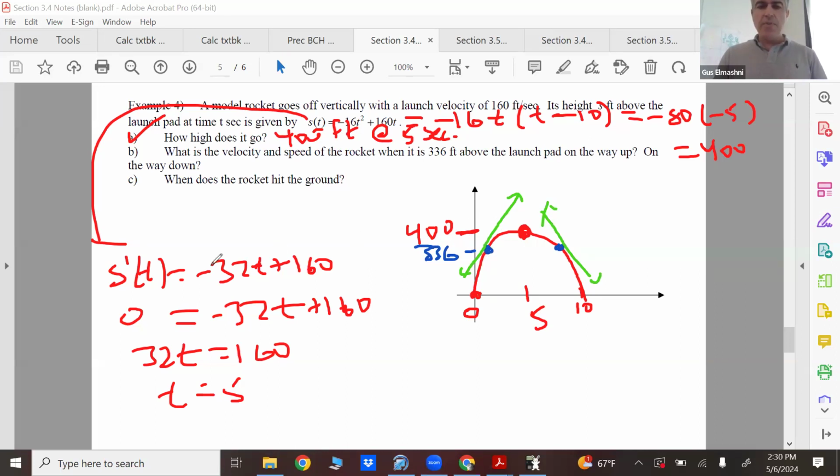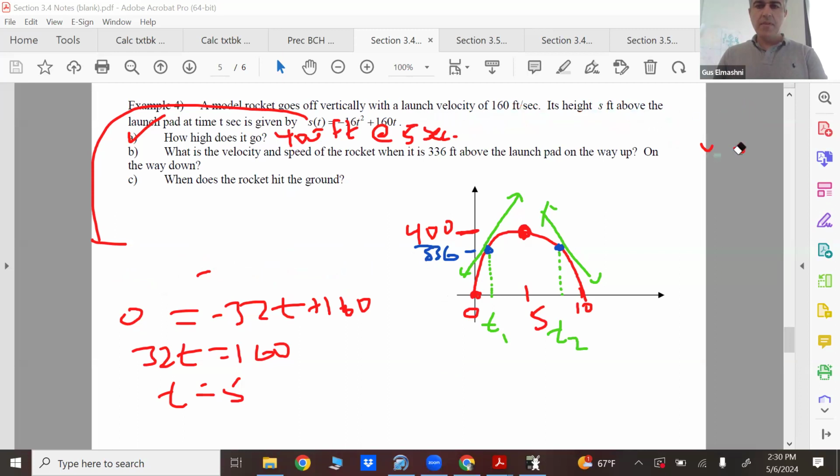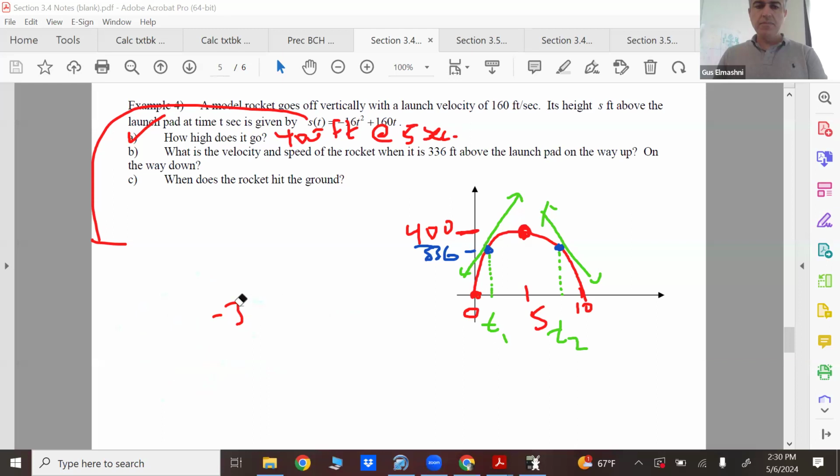Okay. Well, I have my derivative, right? But before I even do that, I don't know what the time is, right? I'll call this T1. I'll call this T2. So I got to first figure out, let me erase this for now because it's getting a little distracting. Okay. So let's set the equation equal to 336 and solve for T.